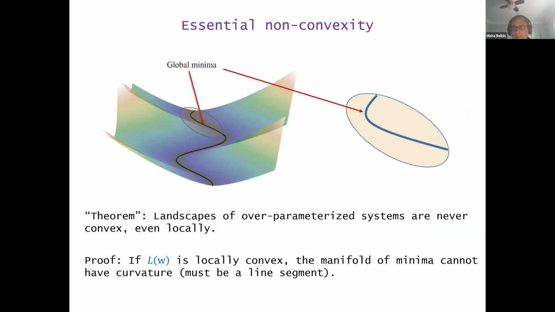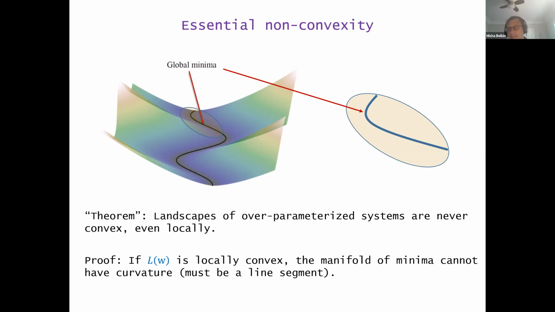And what does it mean? There is no way such a picture can be convex, even locally. Let me make it a little bit more explicit here. By no way, I mean the following. Suppose the manifold of solutions is not linear. That's the only thing that I'm assuming, to be precise. Then it has some curvature.